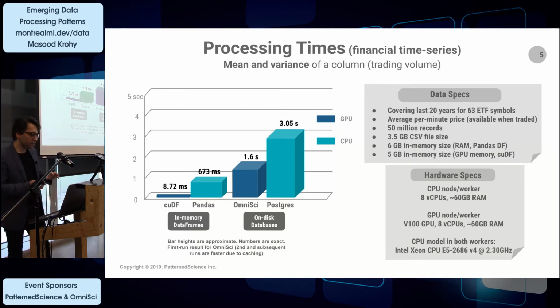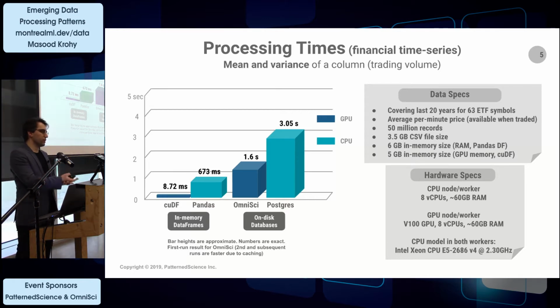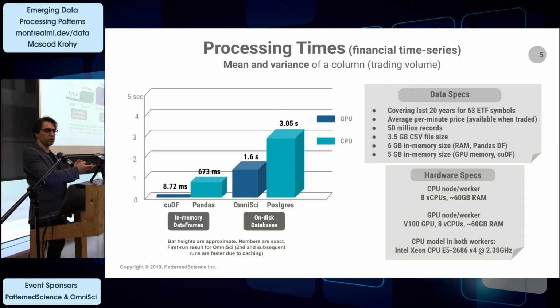On-disk database means data is on disk, so the database engine needs to go and read it from disk. That's the overhead that both big databases have to incur. And there's the in-memory data frame. Those are data sets that we first load into memory, and then we do the benchmarking, so that there's no I/O overhead imposed on the component. That overhead is removed.